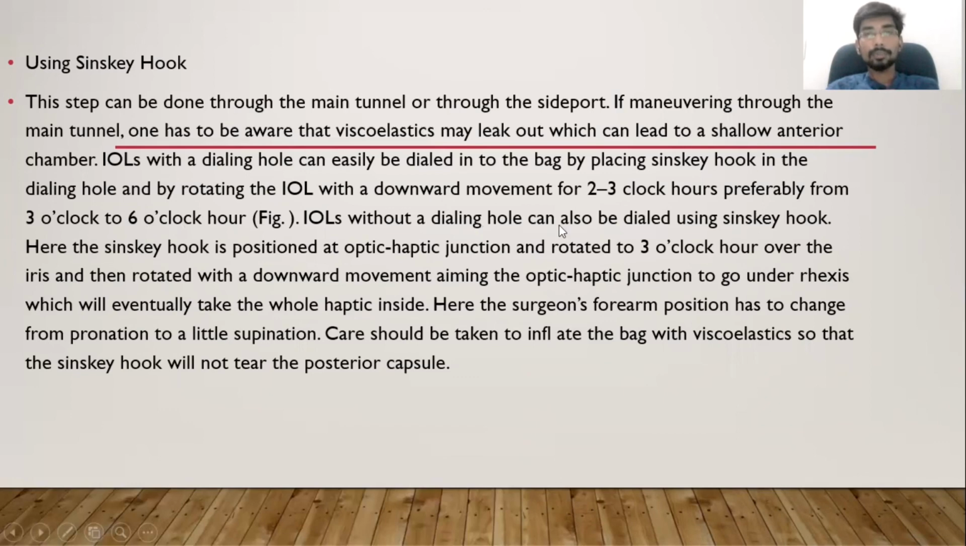An IOL without a dialing hole can also be dialed using the Sinskey hook. Here, the Sinskey hook is positioned at the optic haptic junction and rotated to the 3 o'clock hour over the iris and then rotated with a downward movement, aiming the optic haptic junction to go under the rexis, which will eventually take the whole haptic inside. So here the surgeon's forearm position has to change from pronation to a little supination. Care should be taken to inflate the bag with viscoelastic so that the Sinskey hook will not tear the posterior capsule.